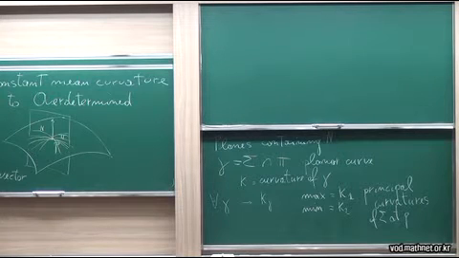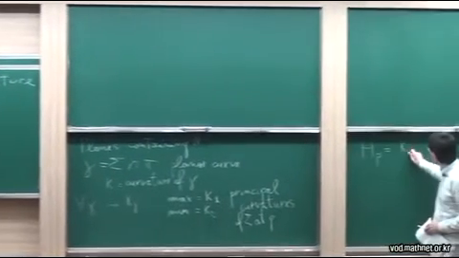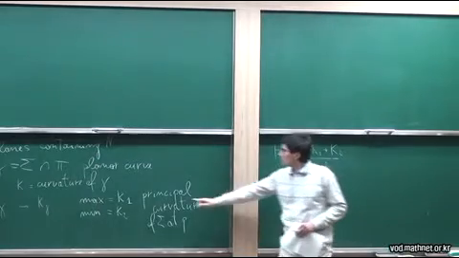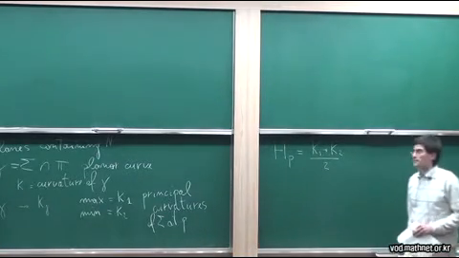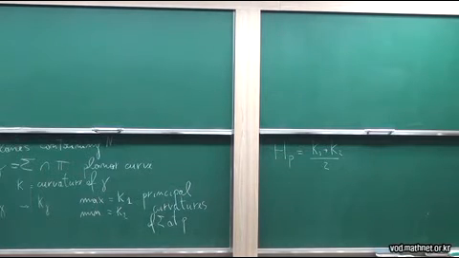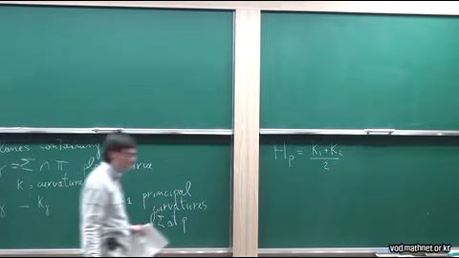So now, what is the mean curvature at P? This is the average of these two numbers. This is why we use the adjective mean. In what follows we focus on surfaces for which the mean curvature is constant.